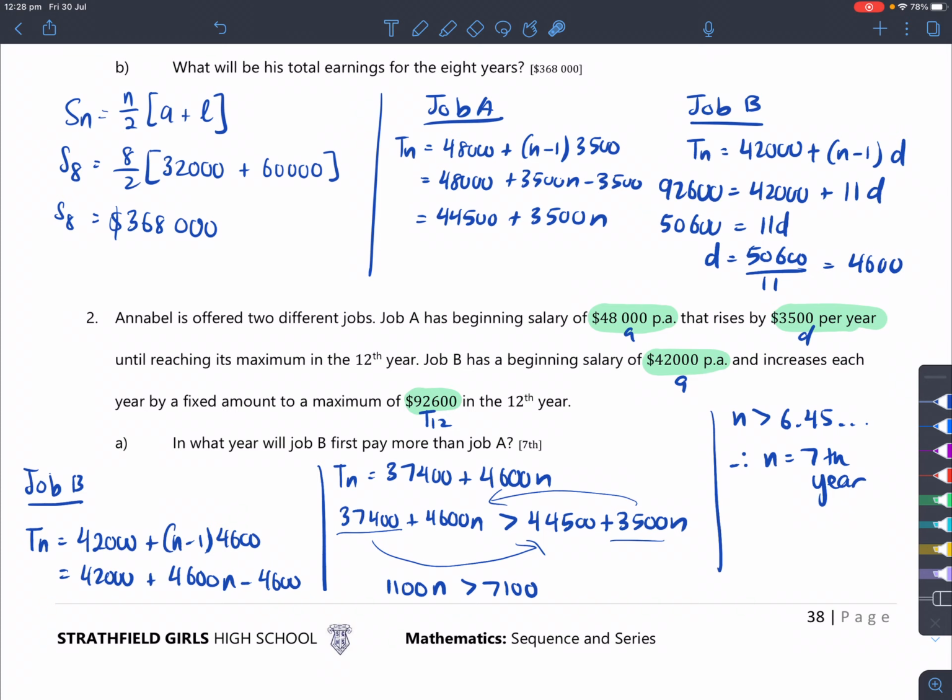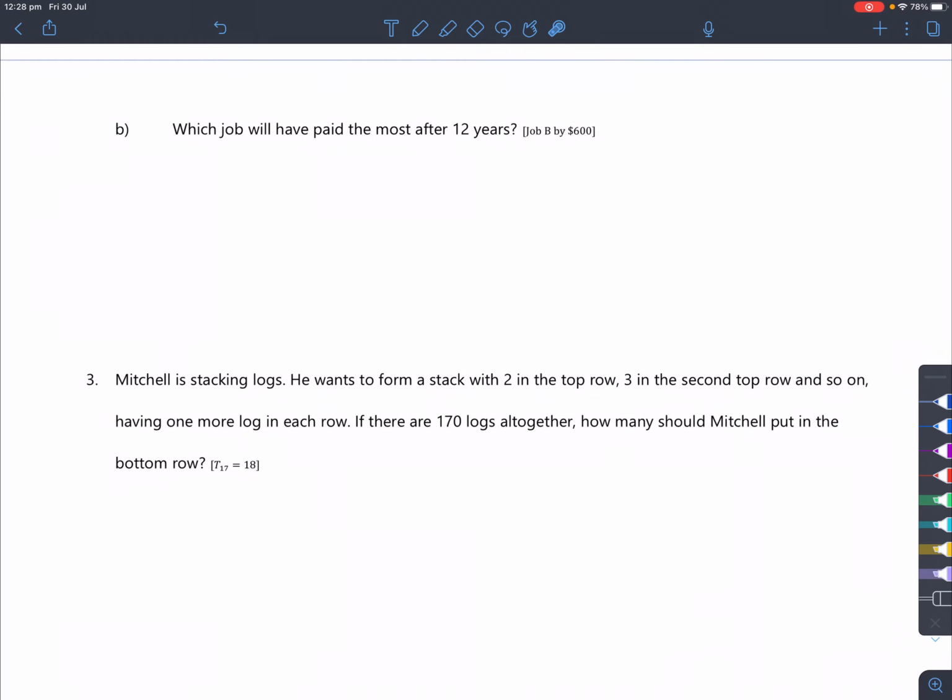Moving on. Question B: which job would have paid the most after 12 years? After 12 years, we've got to use this formula, which is our sum formula.